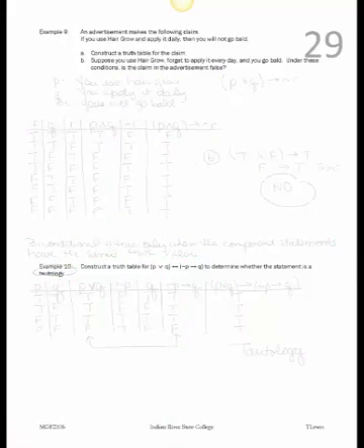Example 9. An advertisement makes the following claim. If you use hair grow and apply it daily, then you will not go bald. Part A. Construct a truth table for the claim. Part B. Suppose you use hair grow, forget to apply it every day, and you go bald. Under these conditions, is the claim in the advertisement false?